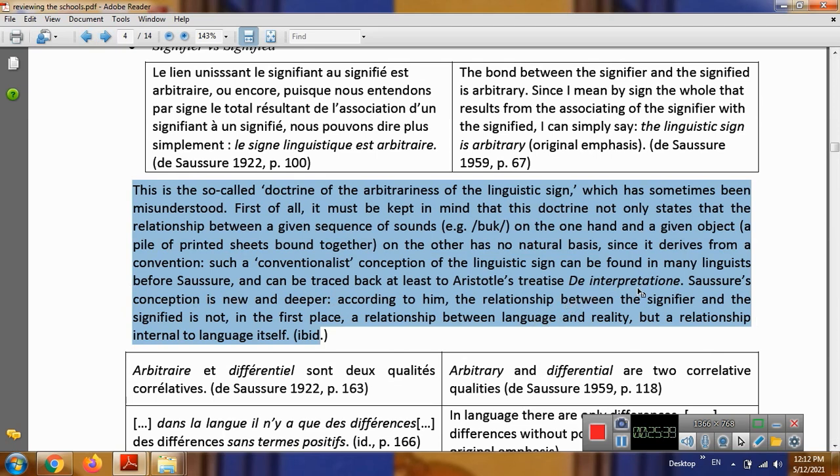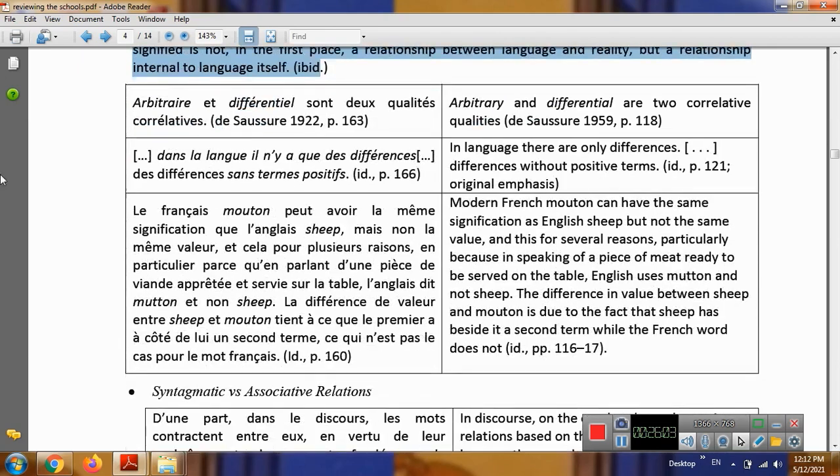Aristotle's treatise On Interpretation. Saussure's conception is new and deeper. According to Saussure, the relationship between the signifier and the signified is not in the first place a relationship between language and reality, but a relationship internal to language itself.